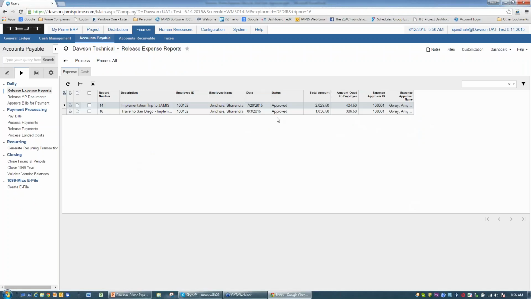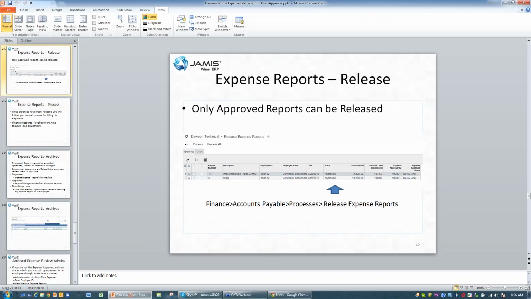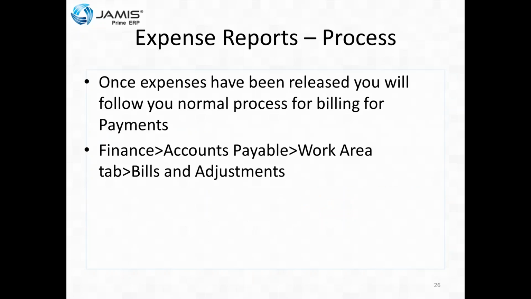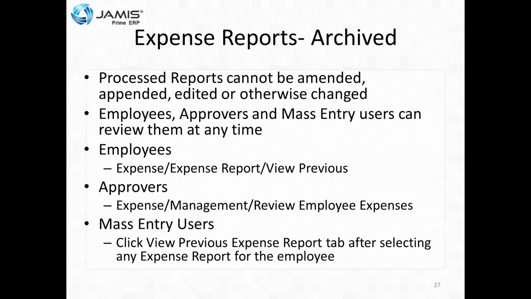But you all are not part of the AP process, but just to give you an idea of where it's going. After something has been approved, it gets in the queue over in finance, accounts payable, ready to be released. And once I release these things, they actually become a voucher, an AP voucher or bill that can be paid. That's a preview of coming attractions if you ever go to AP. Okay? And so once the expenses have been released, you simply follow the normal process for paying bills.